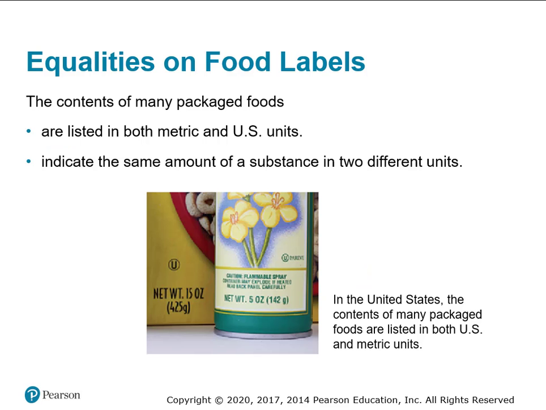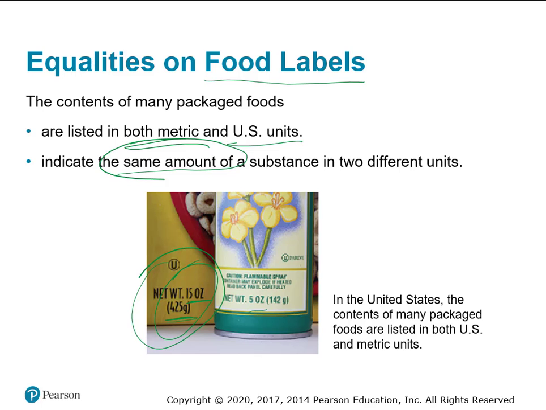There are also equalities on food labels that you may have noticed, listed in both metric and US units, and it indicates the same amount of a substance, but just in 2 different units. You've probably noticed, let's say this cereal box, Cheerios, it says net weight is 15 ounces or 425 grams. Those are equal to one another. Or the 5 ounces is equal to 142 grams. Lots of packaging in the United States has food listed in both English and metric units.